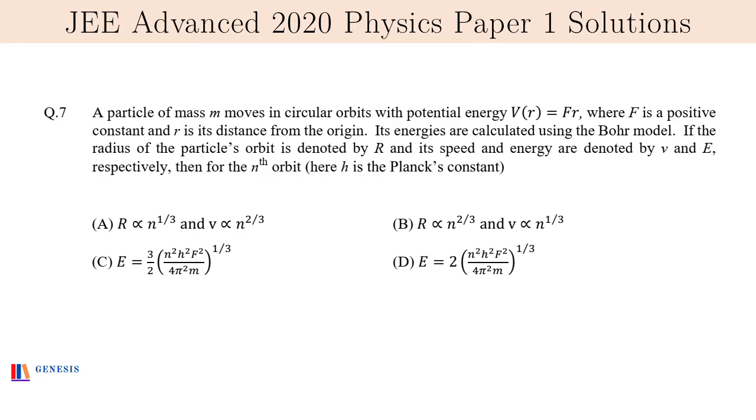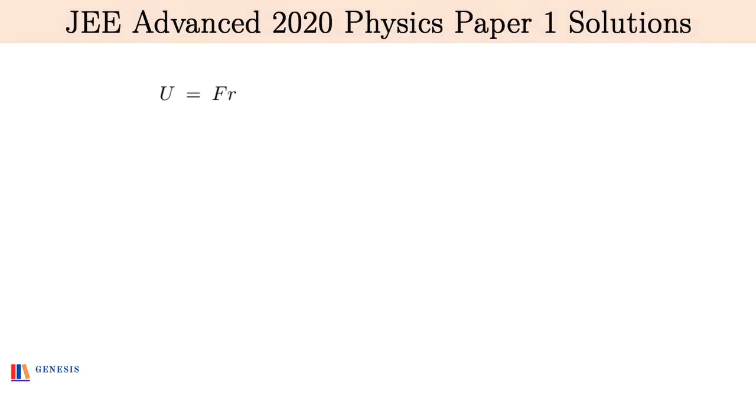Here the question asks the dependence of the nth orbit's radius and speed on n, and the correct expression for the energy of the nth orbit. Now, as the question mentions that the energies are calculated using the Bohr model, the assumption of the Bohr model that will come into play here is Bohr's quantization principle. Proceeding with the question, I am representing the potential energy as U, as is the common convention.